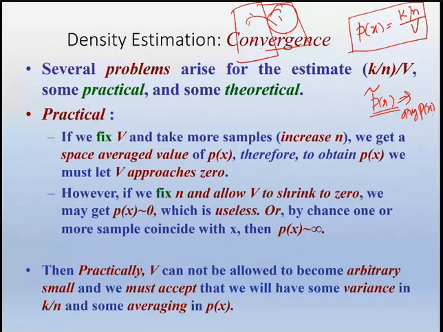So therefore, to obtain p of x, we must shrink the volume. So to have a better estimation, if I take the one-dimensional case, suppose this is the actual curve and I fix the volume like this, then the estimation here p of x is the average of this curve. Okay, so the average of that curve within that domain.